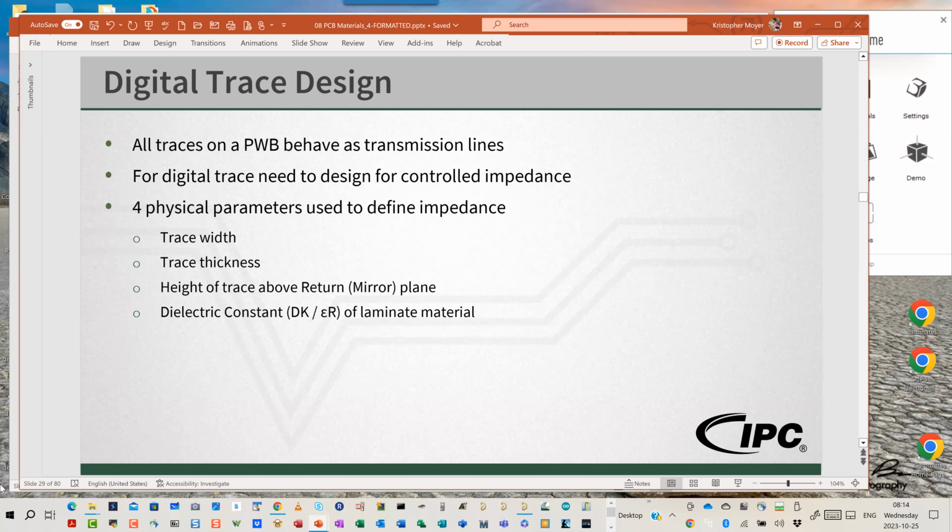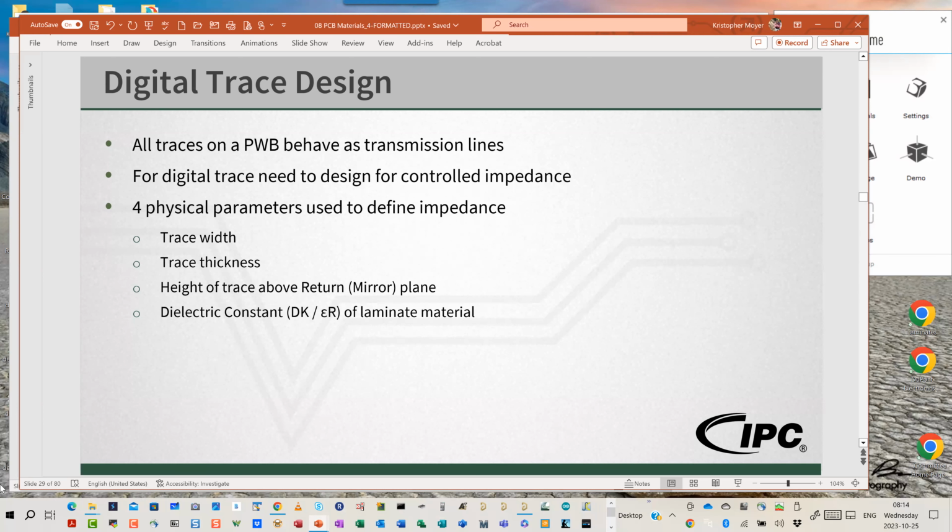So as we know, all traces on a printed wiring board will behave as a transmission line, or hopefully know, and we will learn more about this later when we get to signal integrity discussion, which I believe is either next week or week 5.